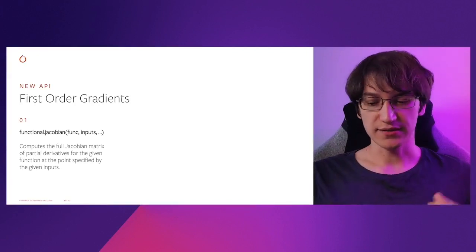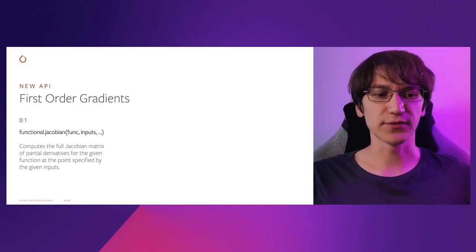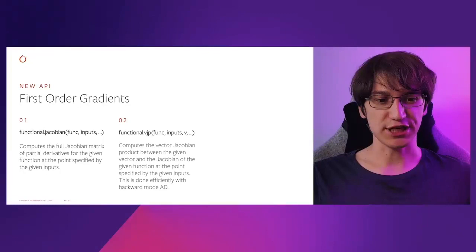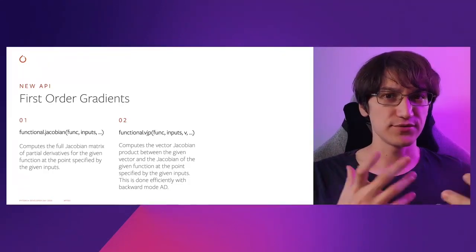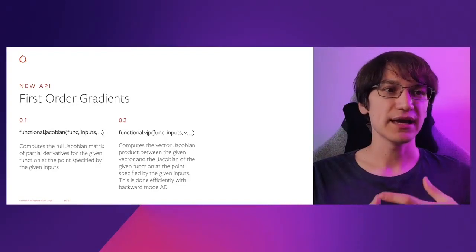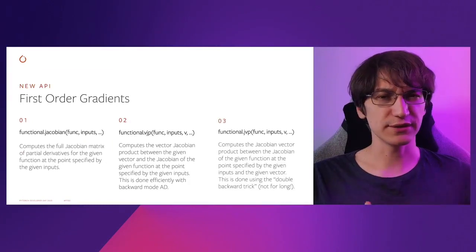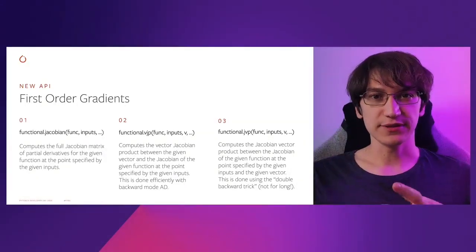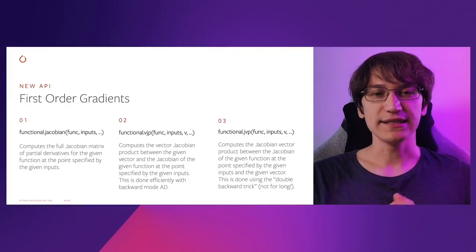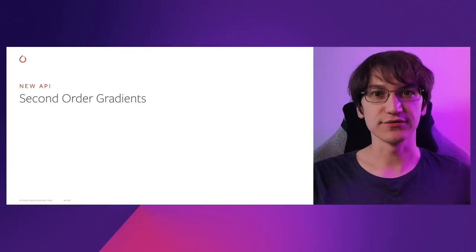So what does this new API contain? The first big part is first order gradients. As I mentioned before, we have a function that directly computes the Jacobian for you, given a function and some input points. We also have a vector Jacobian product, which corresponds to backward mode automatic differentiation. And in the neural network world, it corresponds to the backpropagation algorithm. So this is actually very close to the existing autograd.grad function. And finally, we also provide a Jacobian vector product, so the other way around. And this one corresponds more to forward mode automatic differentiation and can be used to compute directional derivatives.